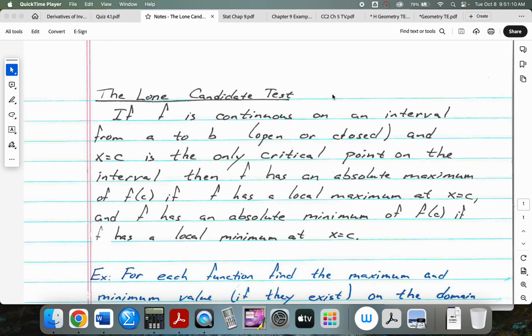If f is continuous on an interval from a to b, open or closed, and x equals c is the only critical point, so you only have one critical point, then f has an absolute maximum of f of c if f has a local maximum at x equals c. And f has an absolute minimum of f of c if f has a local minimum at x equals c. So what this allows you to do is transfer from a local argument to a global argument. But there can only be one candidate.